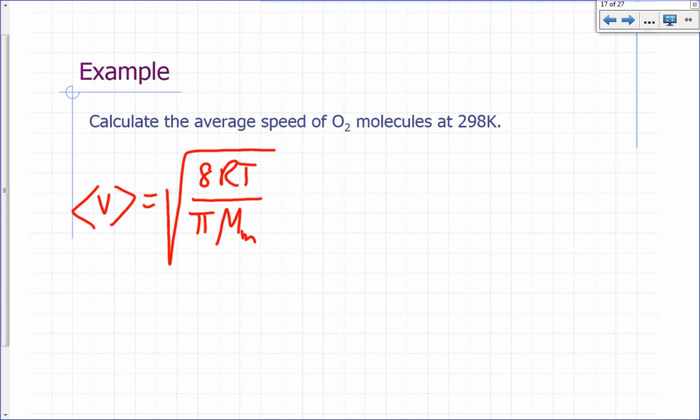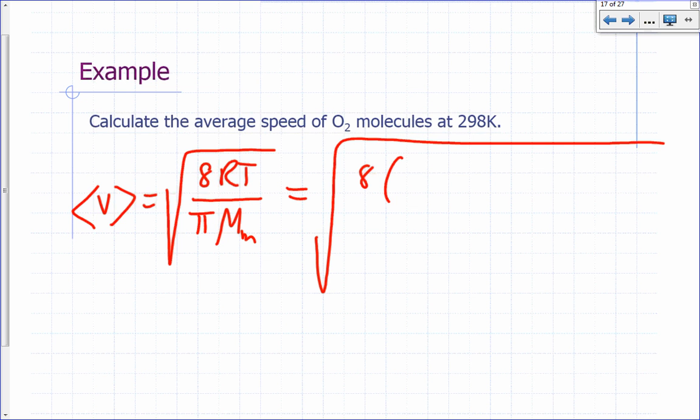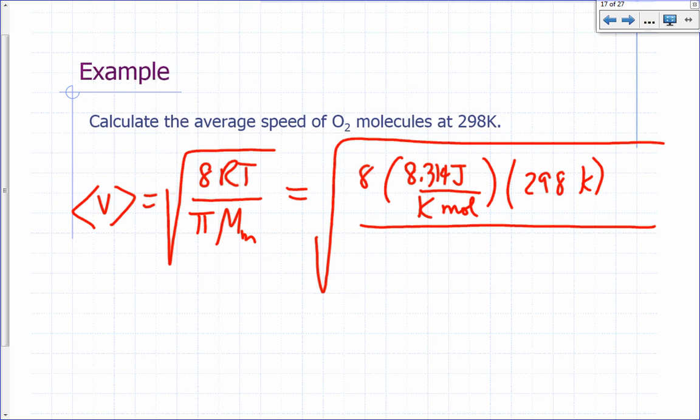Let's do this calculation because I want to give this specific example to show you how the units work out. So this is going to be equal to 8 times. The best way to do this is put everything in the base SI units. So 8.314 joules per Kelvin per mole, and our temperature is 298 Kelvin, divided by pi. Molar mass of O2 is 32 grams per mole.